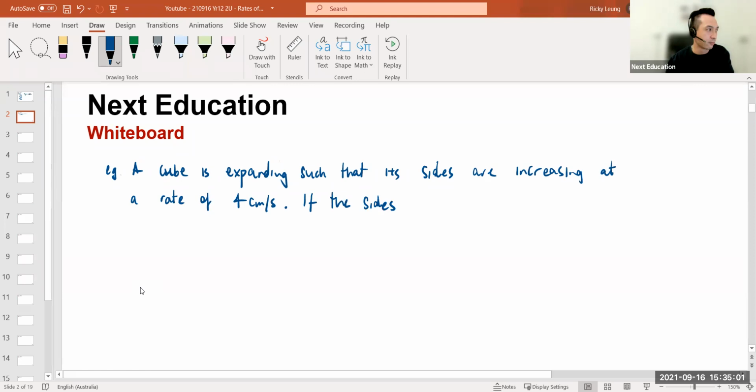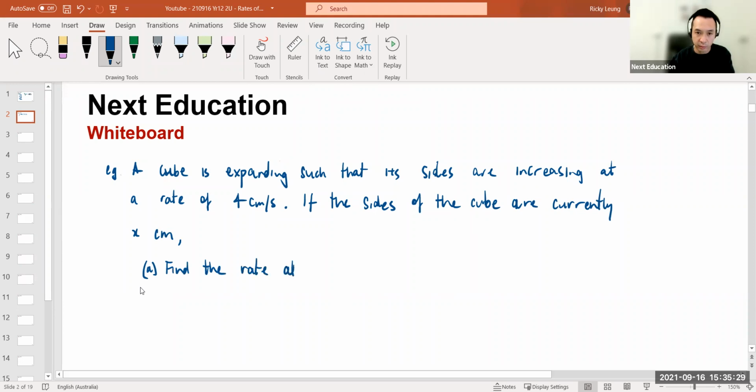If the sides of the cube are currently X centimeters, find the rate at which its volume, there it is, I'll give that an underline, is increasing at when X equals 10 centimeters.